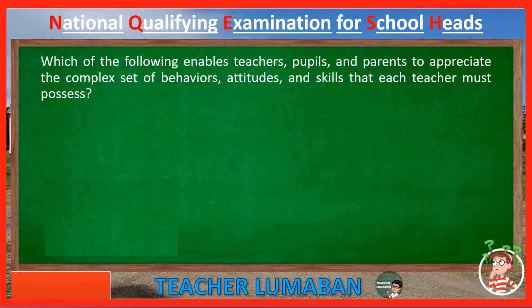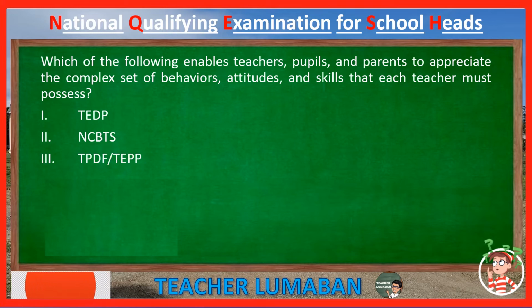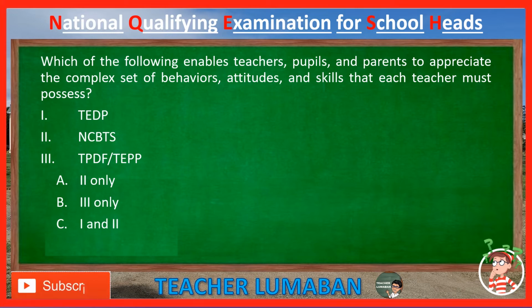Which of the following enables teachers, pupils, and parents to appreciate the complex set of behaviors, attitudes, and skills that each teacher must possess? Roman numeral 1, TEDP. Roman numeral 2, NCBTS. Roman numeral 3, TPDF/TEPP. Letter A, Roman numeral 2 only. Letter B, Roman numeral 3 only. Letter C, Roman numerals 1 and 2. Letter D, Roman numerals 1 and 3.